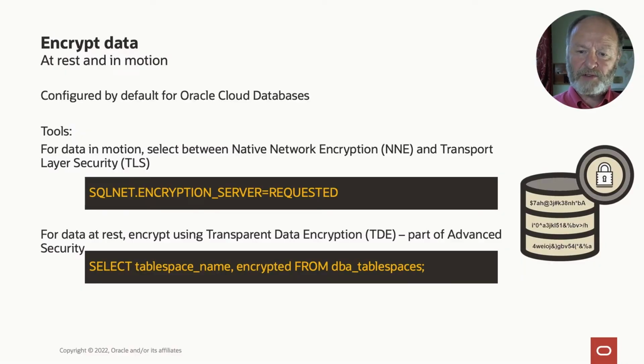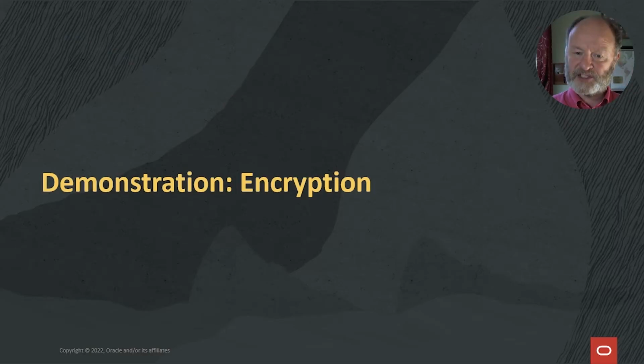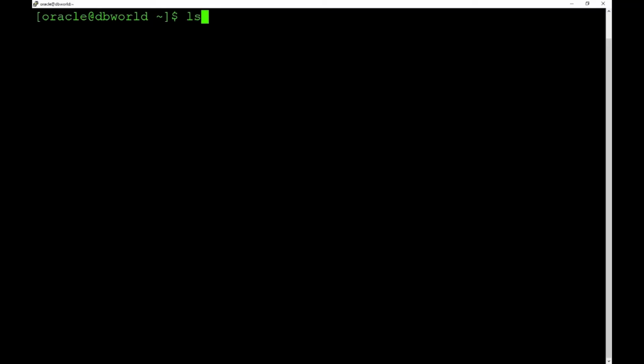For data in motion over the network, we have a choice between Oracle Native Network Encryption, which is certificateless, and Transport Layer Security, which requires the database server be issued a certificate. For data at rest, we'll use Transparent Data Encryption to protect table spaces that contain sensitive data. Let's take a look at what it takes to encrypt a table space, and we'll start with a clean slate.